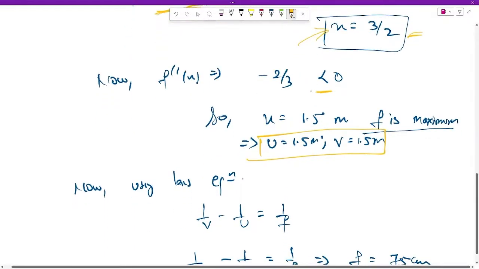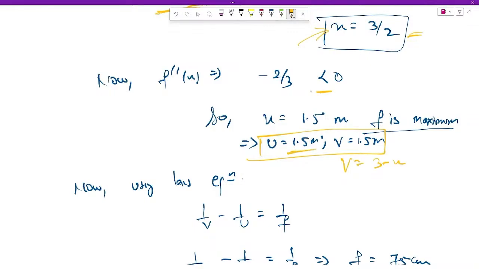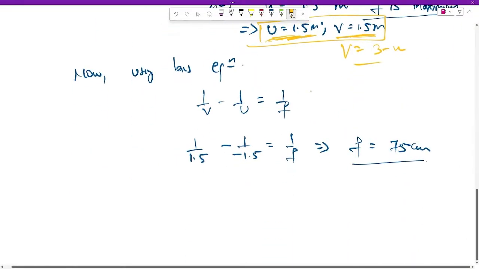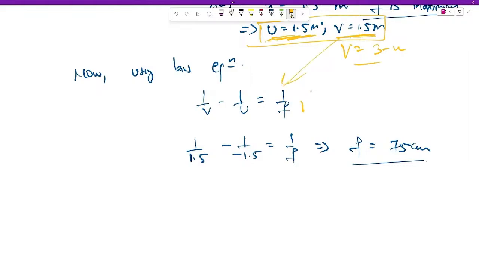Now since we have used v as 3 minus x, and we have got the value of x, that is u, we have got the values of u and v as u equals 1.5 meter and v as well as 1.5 meter. Now using those values in the lens equation with proper sign convention, we come to the conclusion that 1 by f is equal to 1 by 1.5 minus of minus 1 by 1.5. Upon calculation we will get the value of focal length as 75 centimeter.